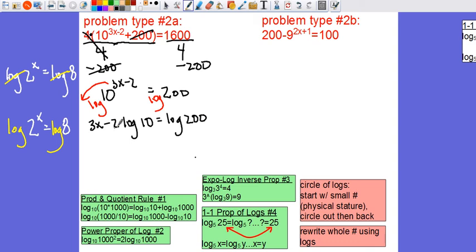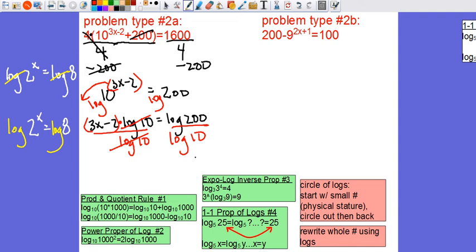Now we want to get this 3x minus 2 by itself. I'm going to divide both sides by log base 10 because this is times. I'll put parentheses around here, and what you divide on one side, you have to divide on the other. These cancel. Now you're going to go on your calculator and do log of 200 divided by log of 10.